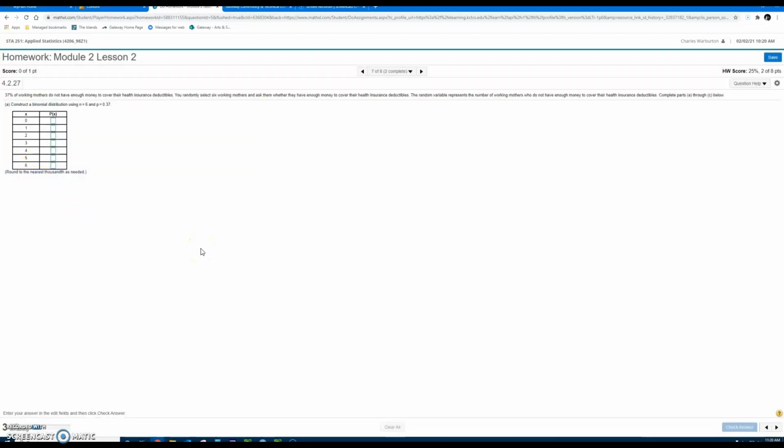All right, and then you can create probability distributions by using that calculator and finding exact probabilities for each one. So put in N, put in P, and then put in probabilities for x equals 0, x equals 1, x equals 2, all the way down to x equals 6.